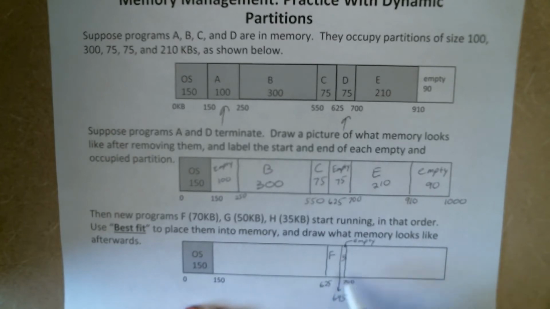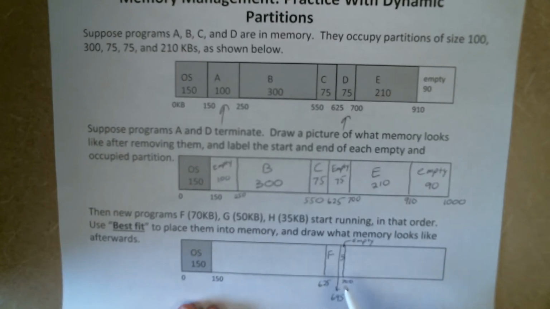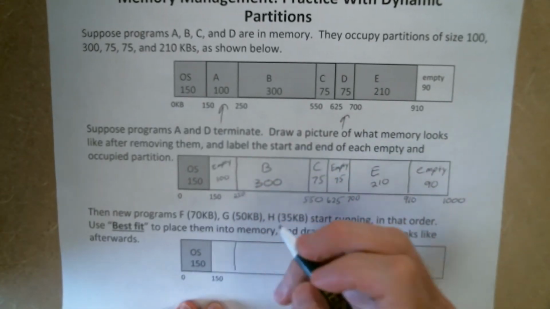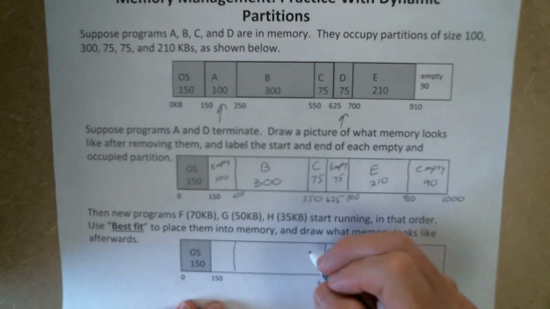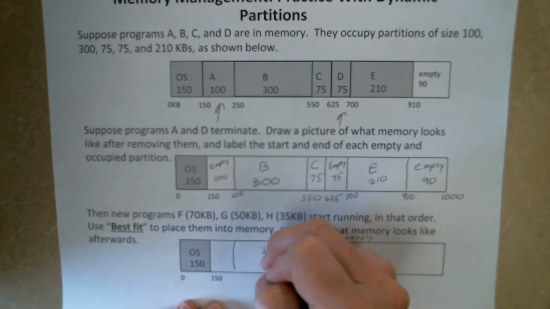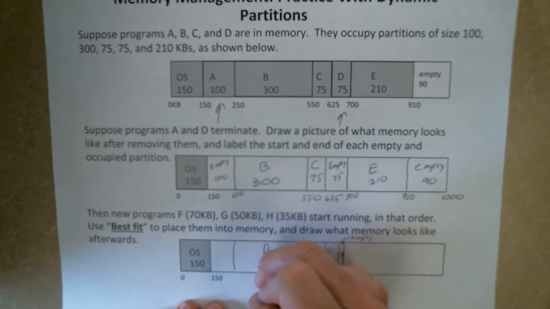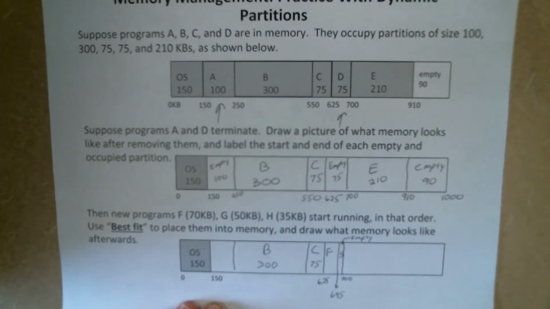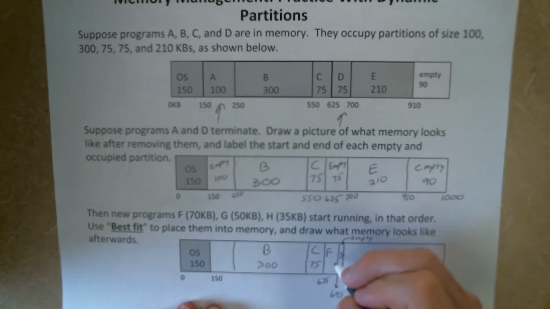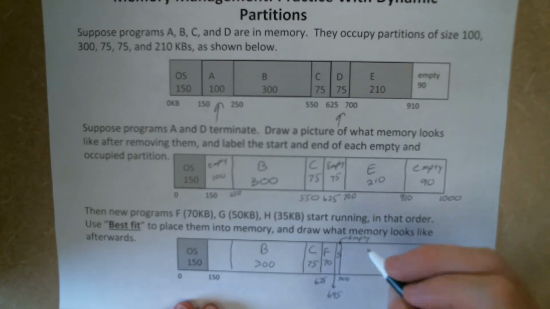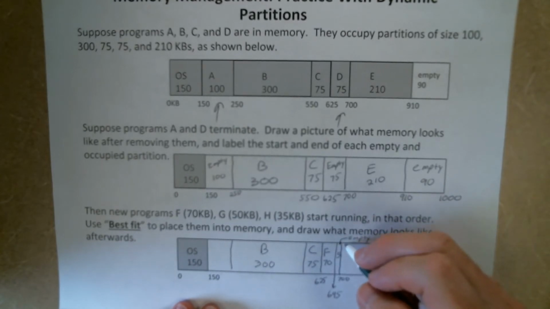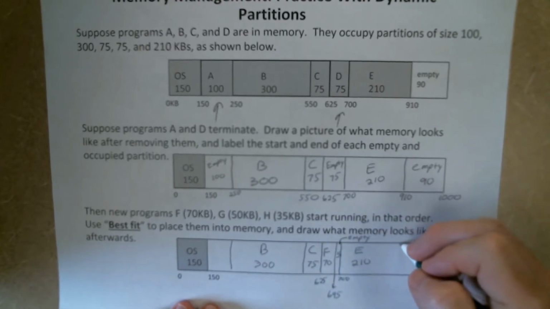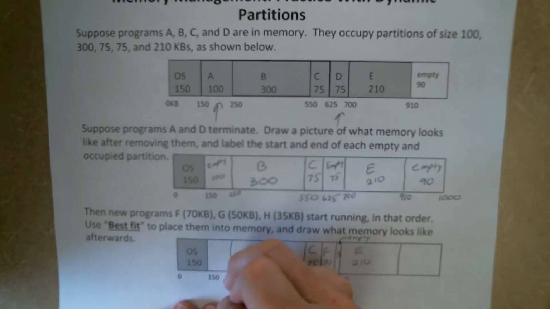So there's the first one. We can draw in the other ones that are still active, because nothing's happening there. So we can put in B, C, and F. There's B, there's C. This one's 300, this one's 75. F we just did, that's 70. What else do we have? We've got this 5 empty one, and on the other side of that, we have E, which is 210.